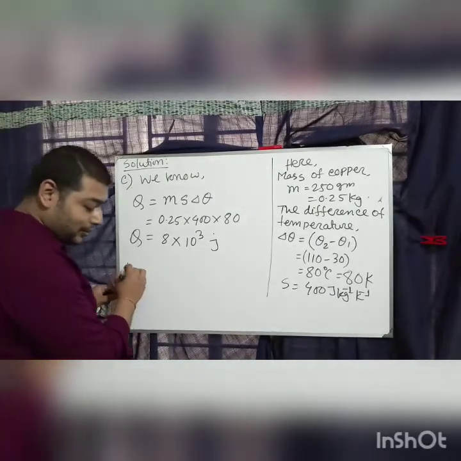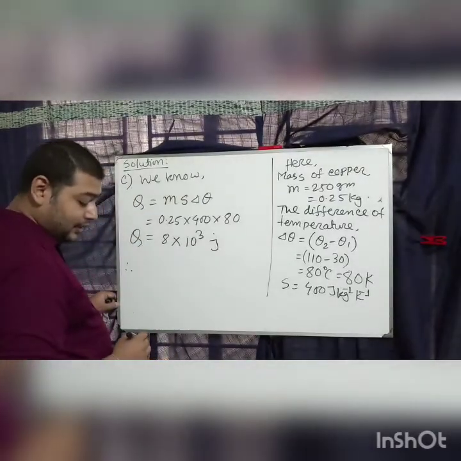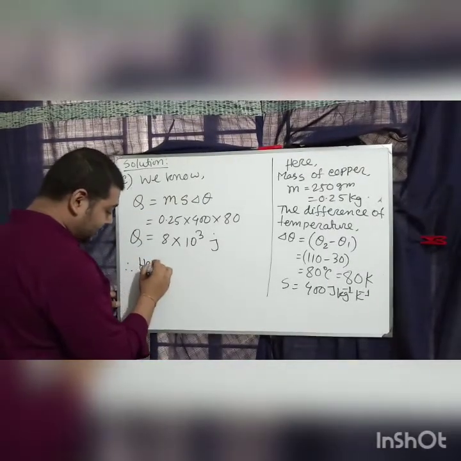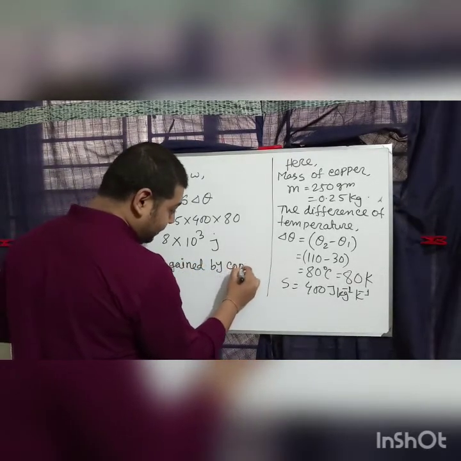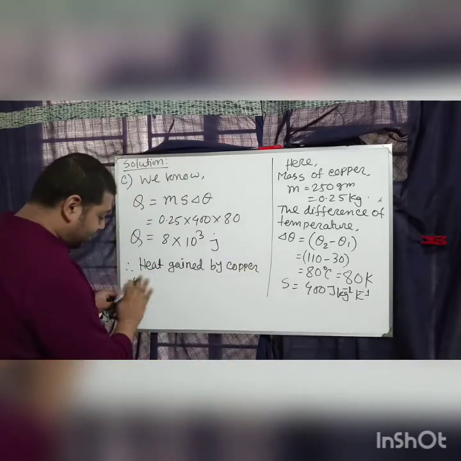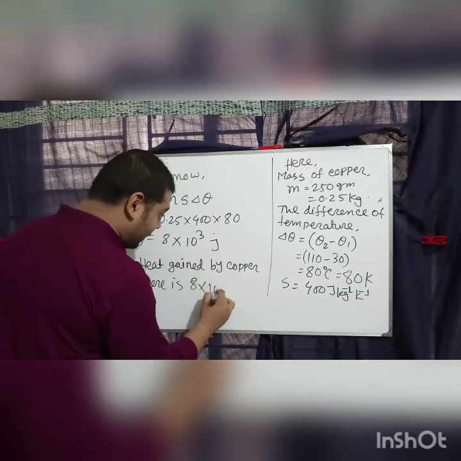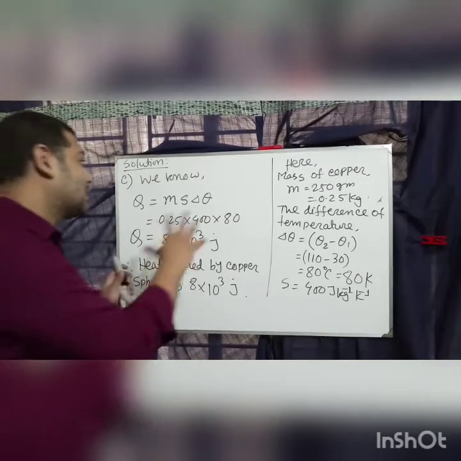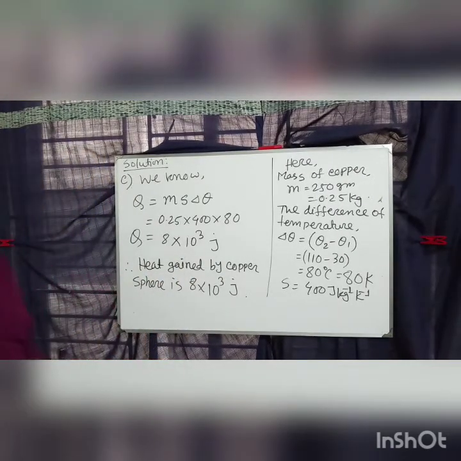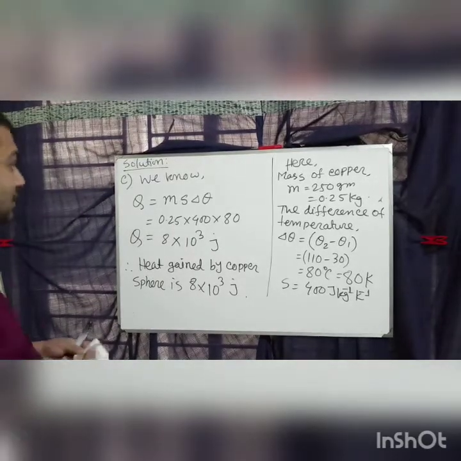So we can write, heat gained by copper sphere is 8 into 10 to the power 3 joule. This is the calculation for question number C. Now we will calculate question number D.